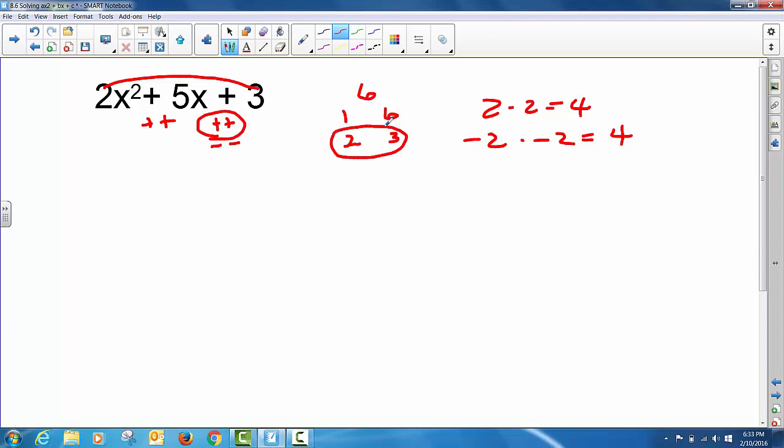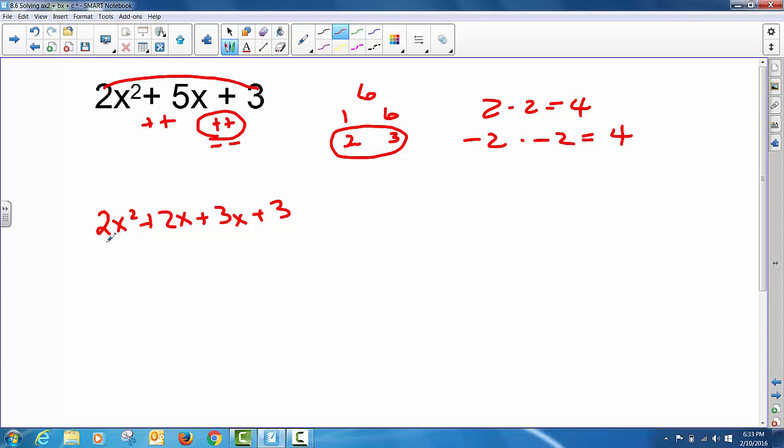Once you've decided which factors you're going to use, you rewrite the problem. You write 2x squared, and then you take the 2 and the 3 and split the middle term with them. So this 5x is now made up of a 2x and a 3x. We put plus 2x plus 3x plus 3. See, it's the same problem that we had up here. 2x squared is the same, 3 is the same, except we split the 5x up into 2x and 3x.